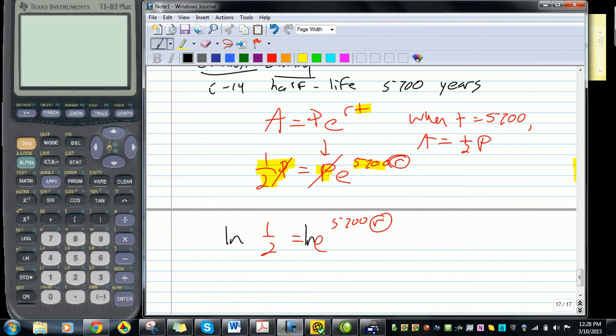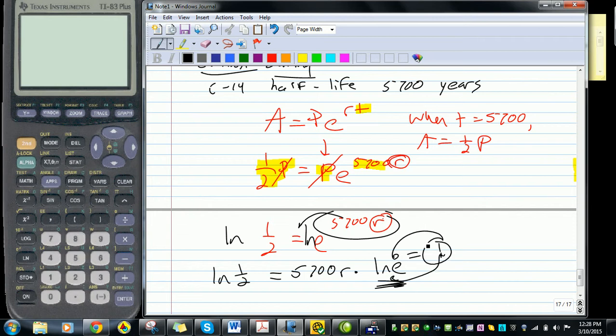So I natural log both sides, and just as with the case with any logarithm, the exponent comes down. So on the left I have the natural log of 1/2, and on the right the exponent, 5,700r, times the natural log of e. But wait a minute, the natural log of e is just 1, since e, the base, to the first equals e, right? So the reason I took the natural log of both sides instead of the common log is because I just end up with, on the right, 5,700r, because the natural log of e is 1.